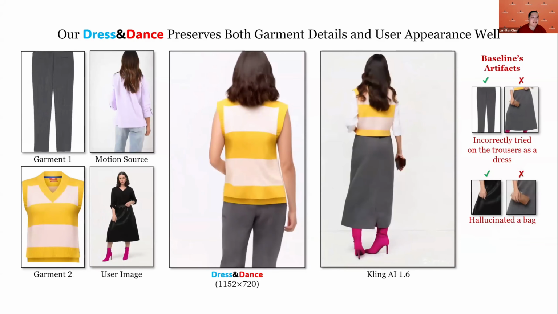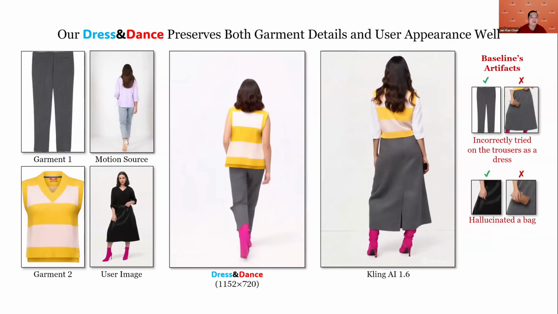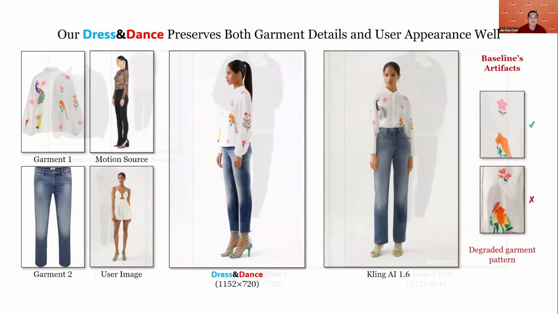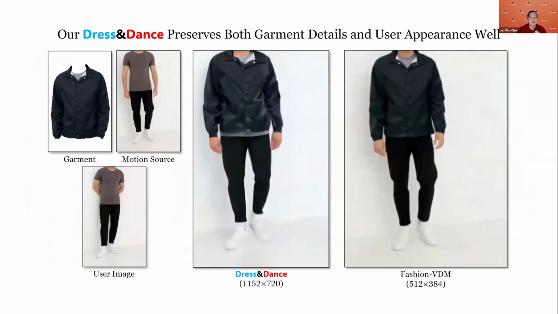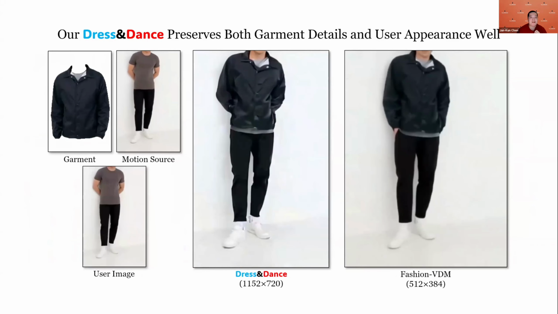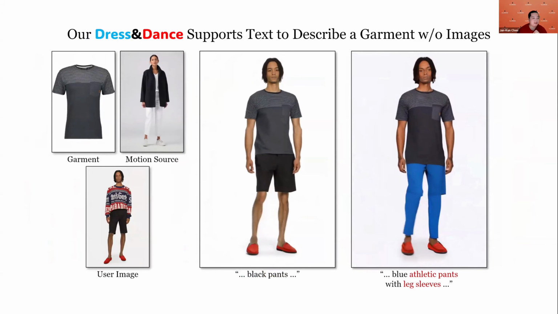And this also happens in our multi-garment try-on mode. And also the segmented or transferred garment as shown here. Notably, our resolution is at least twice as the baseline. Our Dress and Dance is also even able to perform text-based try-on by simply changing the text descriptions.